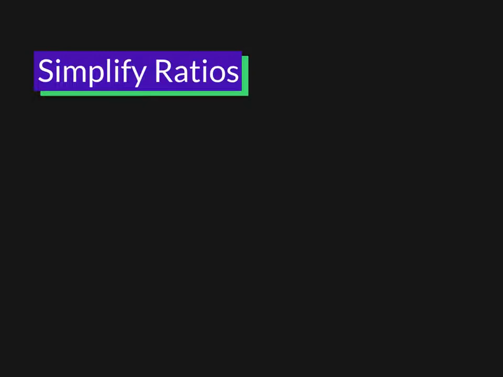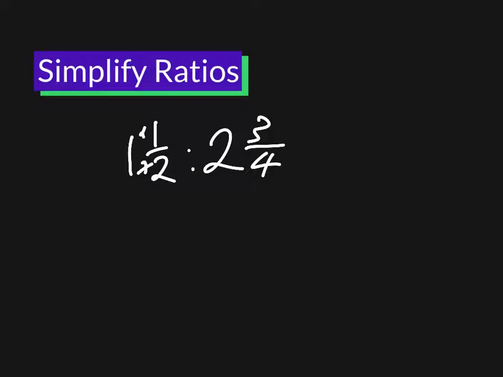If the denominator is different, or if they're mixed numbers, then it's a little more complicated. So say we have 1.5 to 2 3/4. The first thing we have to do in this case, because we have mixed numbers, is create an improper fraction. So 2 times 1 is 2, plus 1 is 3 over 2. 4 times 2 is 8, plus 3 is 11 over 4.